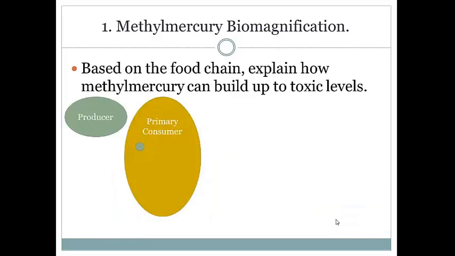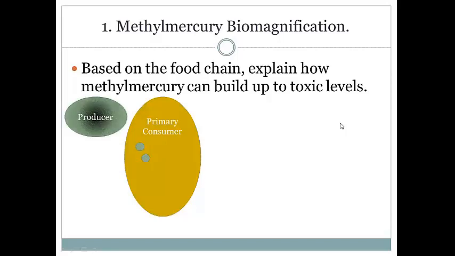Now, based on the food chain, explain how methyl mercury can build up to toxic levels. So here we have our primary consumer, and this primary consumer already has 1 unit of food energy. And on the first day, this primary consumer is going to go around and eat 10 units of food energy. At the end of each day, we lose 90% of that food energy as heat to the environment. So we ate 10 units of food, and 9 of them disappear. 1 remains. This remaining unit of food energy can be used by the organism to grow or to meet its other needs in the environment.